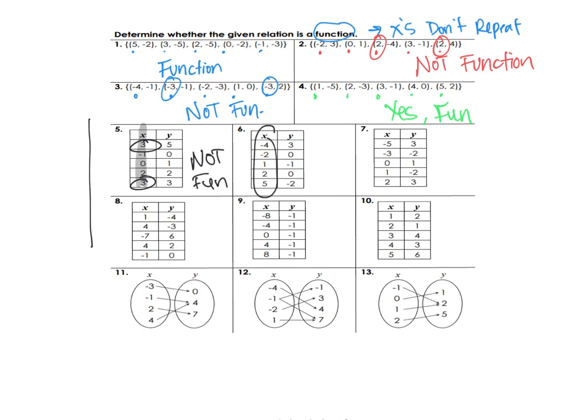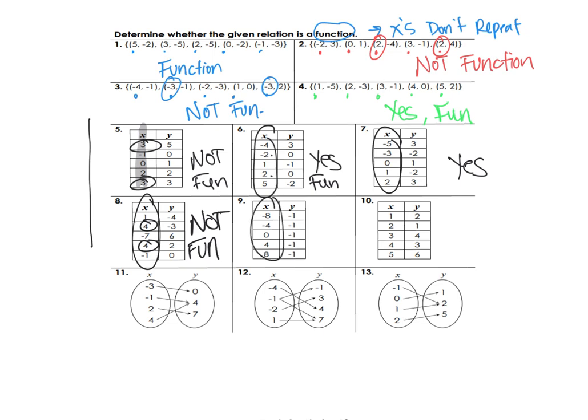Okay, looking at number 6, just really quick, does anything repeat? What about -2 and +2? They're not exactly the same, so yes, this is a function. Number 7, looking at my x values, -5, -3, 0, 1, 2. Yes, this is a function. My x's did not repeat. Number 8, I've got 2 4s, so not a function, not fun.